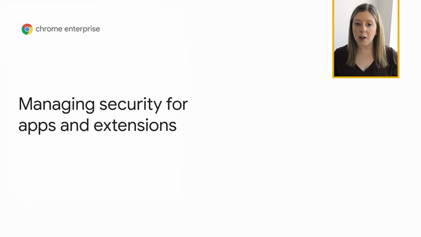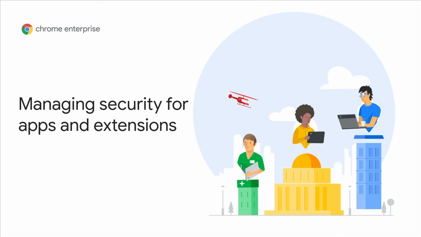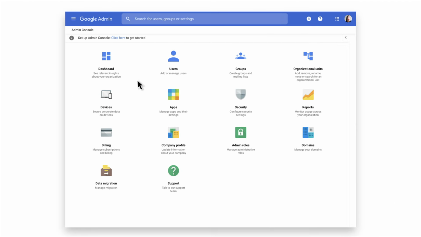And finally, let's walk through how to manage your security settings with application and extension management. As a Chrome administrator, you can determine which apps and extensions your users are allowed to install, which apps and extensions can be force installed, and which ones to block altogether. This ensures your devices only run those applications that are approved and vetted by your organization.